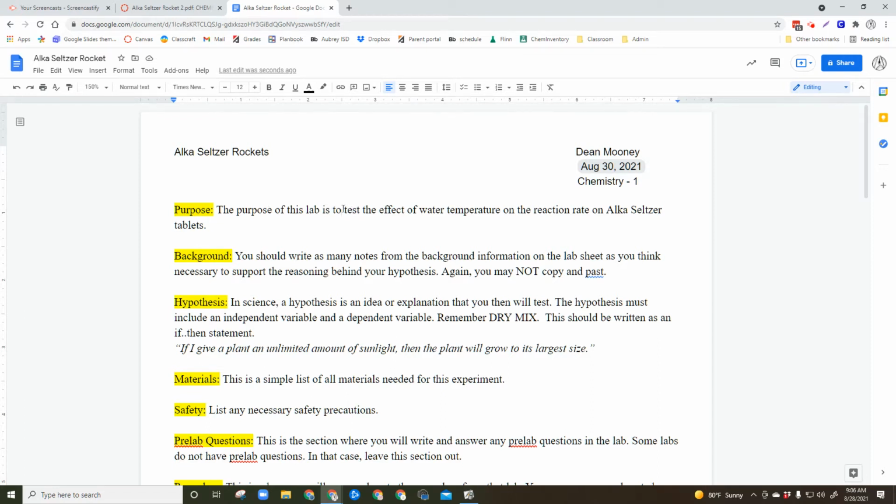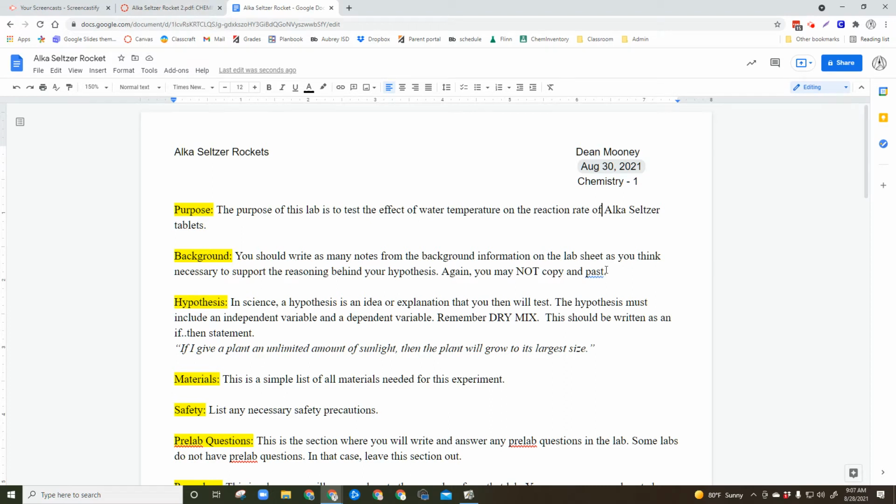The purpose of this lab is to test the effect of water temperature on the reaction rate of Alka-Seltzer tablets. Okay, so you want to make sure that you proofread and get this right. We've named our two variables there, water temperature and reaction rate. All right, so we're good on that.